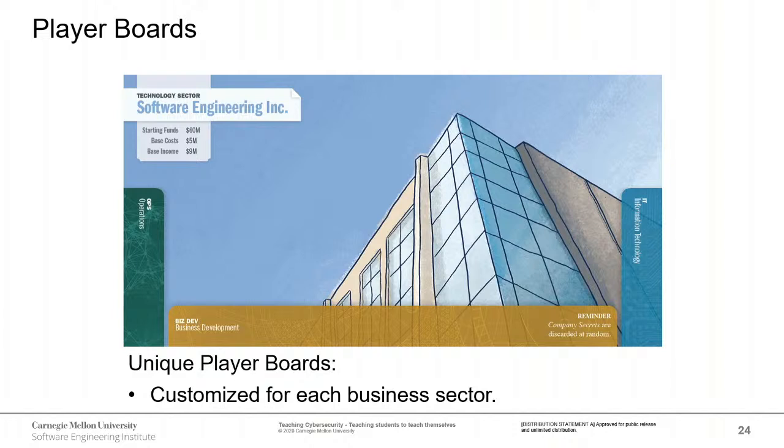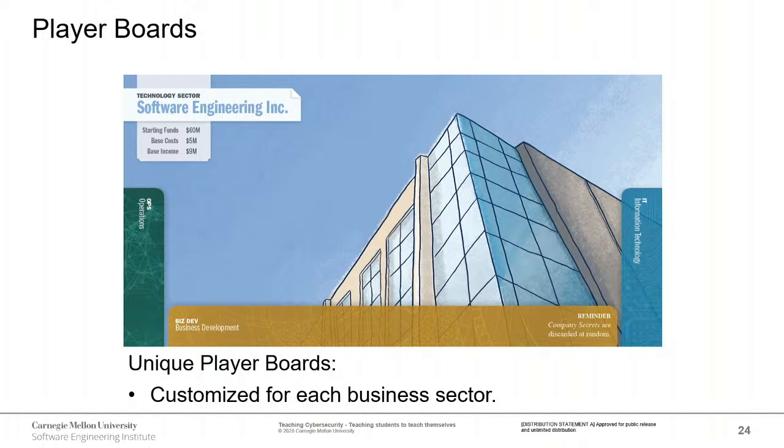At its start, each player or team of players, because you can play this either individually or in small teams, they get a company to run. The example on screen right now is a company in the tech sector, but there are boards for all sorts of businesses: entertainment industry, critical infrastructure, you name it. And as you see, the board is divided into three zones: operations, business development, and IT.